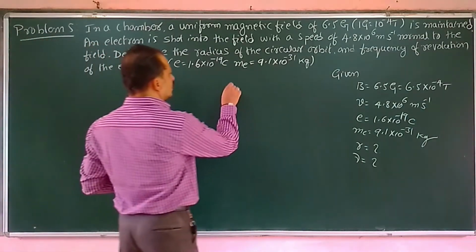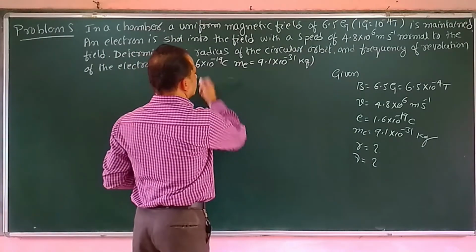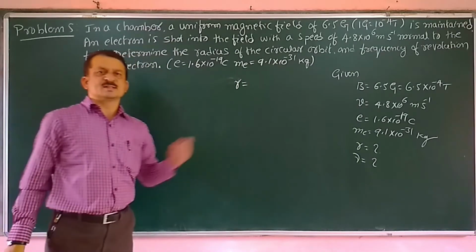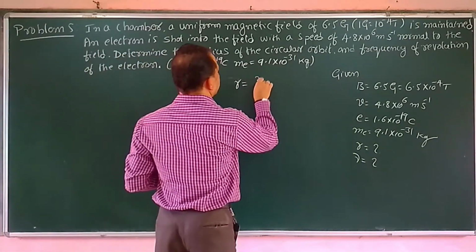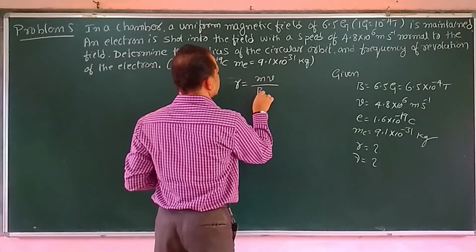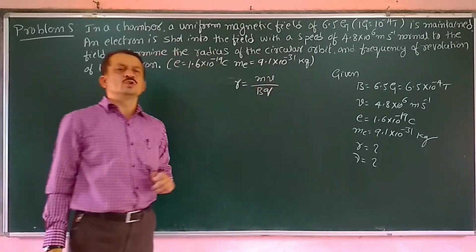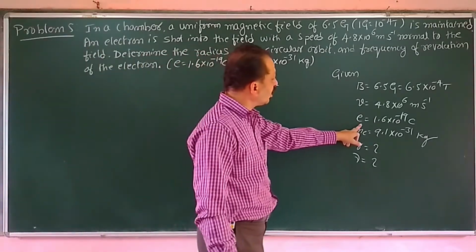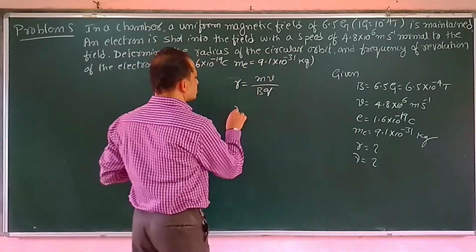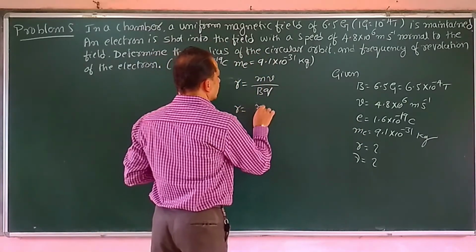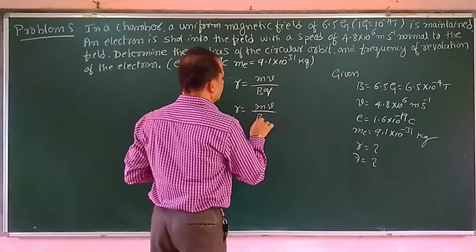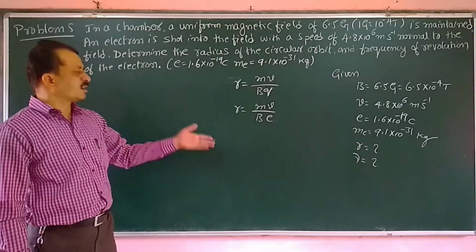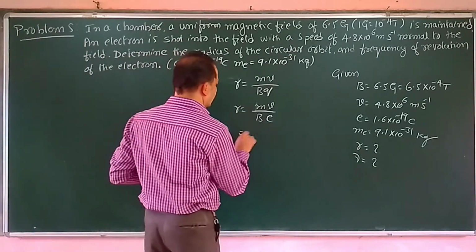Now we know that radius is given by the formula m into v divided by b into q. Q is the general formula. Since we are having an electron, this formula changes to r is equal to m v divided by b into e, where e is the charge of the electron. Now substitute and simplify, we will get the radius.